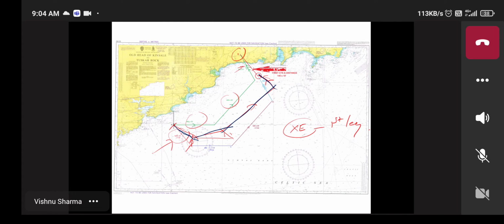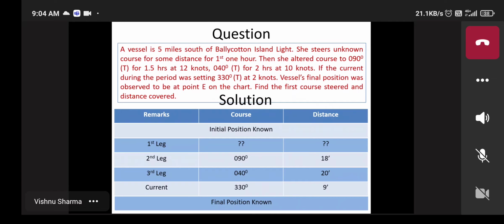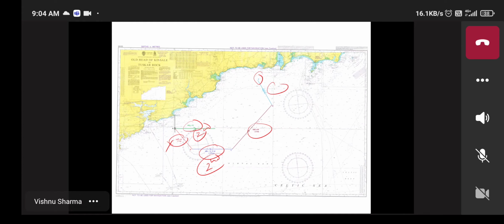We didn't know the first leg, right? Yes sir, the first leg's course, so how will you tell the first leg's course? The XE direction, you will read that from the compass rose and say that was the first course. But E is given to us in the question. E is given in the question, right? Okay, the final position is given. Okay sir, then fine. Vessel's final position was at point E on the chart, right? I was confused, how did the final come? Okay sir. Right, beta? Yes sir. Okay. Any more questions on this?